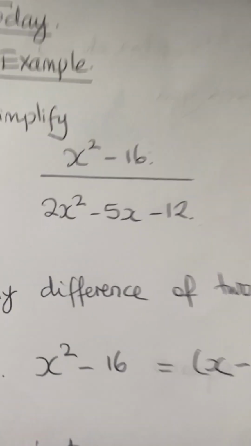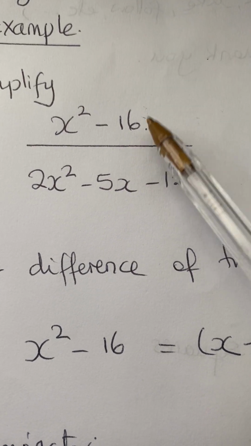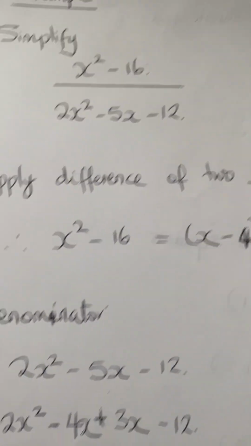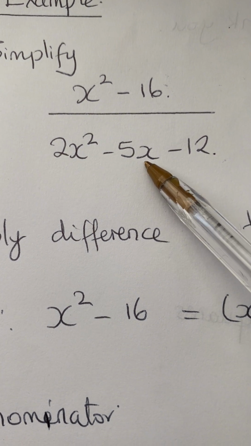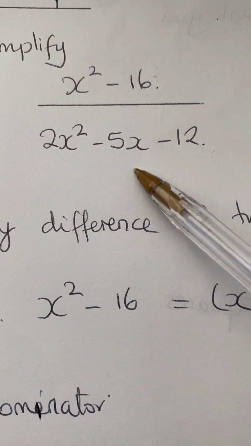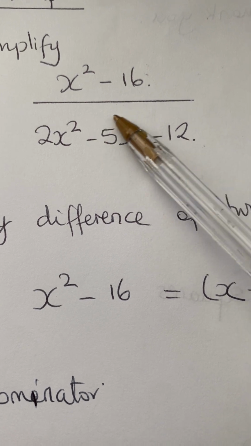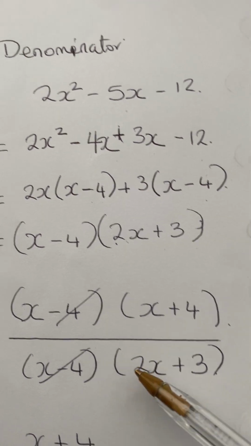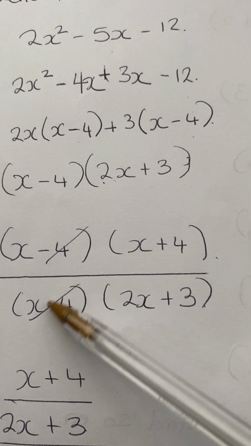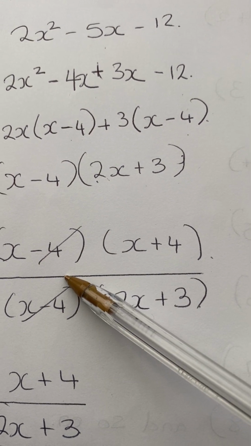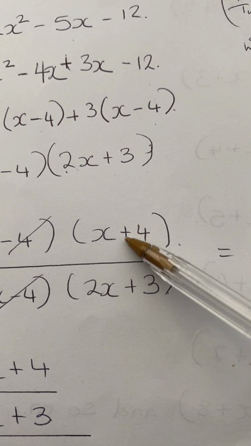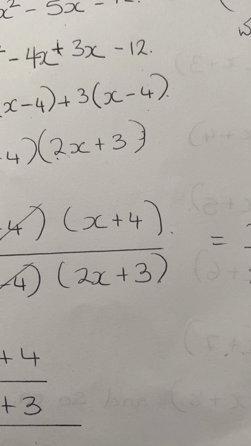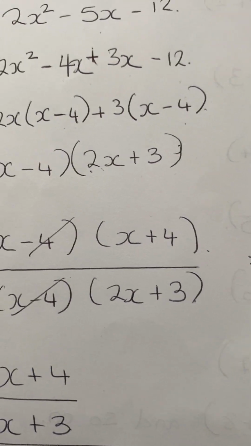So, to do this question, you need to know difference of two squares, and then you need to know these methods, how to choose your factors to break down the middle part, because immediately you're able to break down this part, then you can go ahead and simplify, and then now you are going to get that, and then you can cancel out the x minus 4, so your answer becomes x plus 4 over 2x plus 3. Okay, we are going to find time and do this.